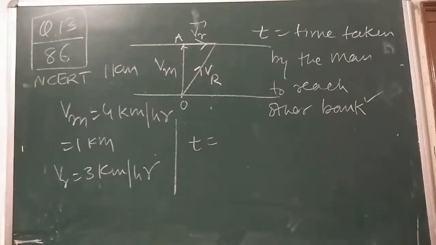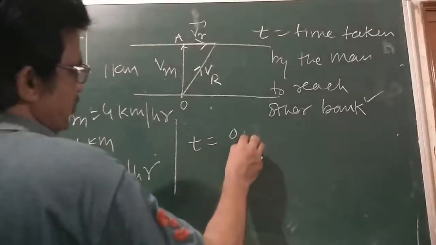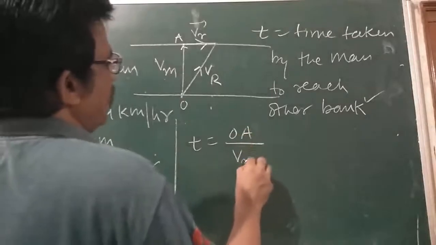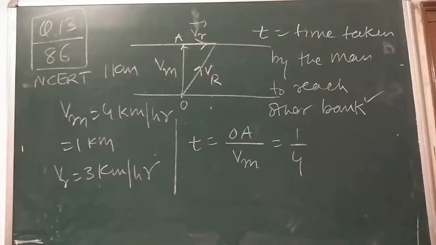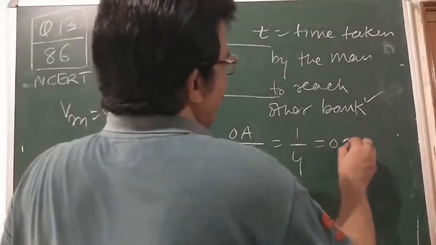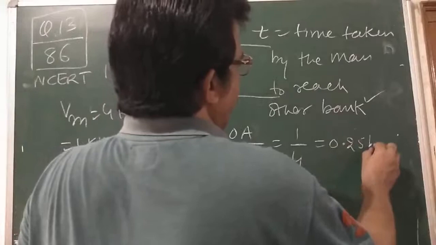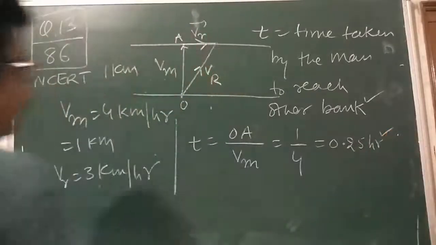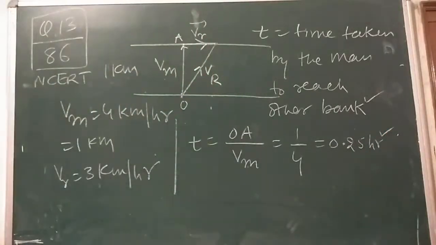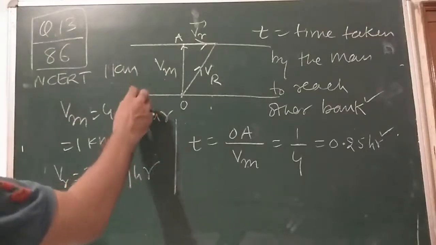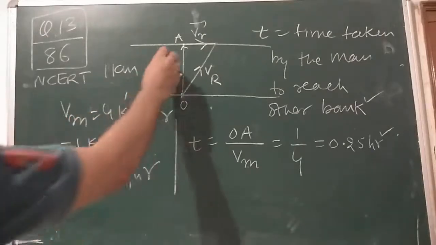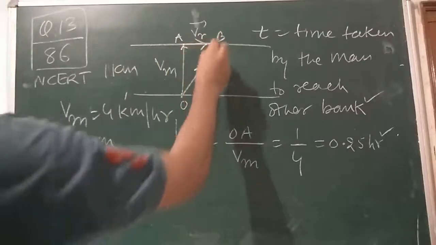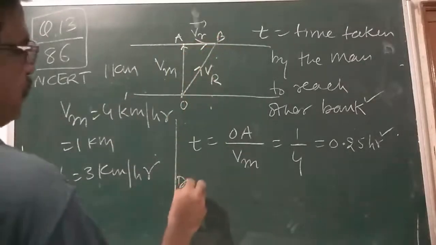Time is equal to distance upon velocity. Distance is OA, which is 1 km, and the velocity of the man is 4, so that is 1/4, which is 0.25 hour. And the distance we need is the distance AB. This is the point A and this is the point B, where he reaches.